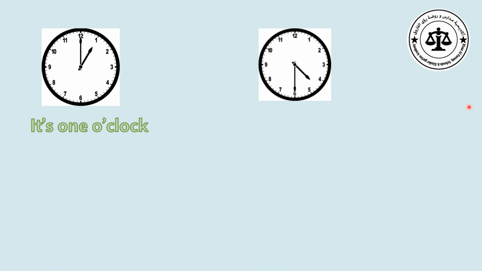Look at this. The tall hand or the long hand at 6 and the short is between 4 and 5. What's the time? Excellent. It's 4:30. الرابعة والنصف. So, if the long hand is at 12, it's o'clock تماما. And if the long hand is at 6, so it's half past.